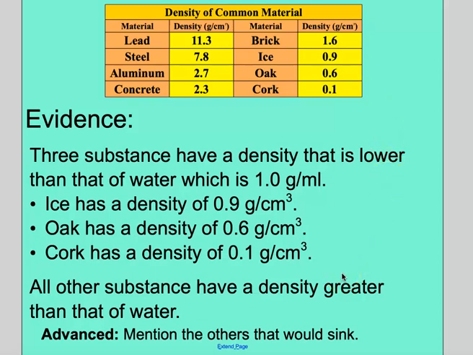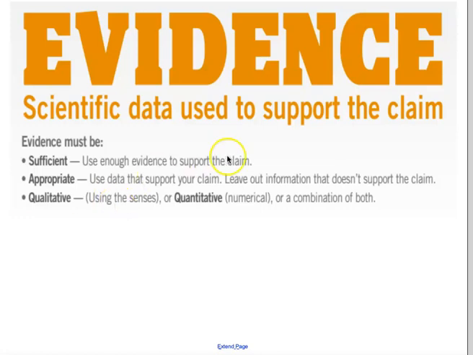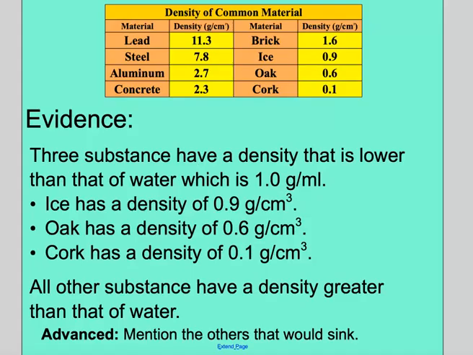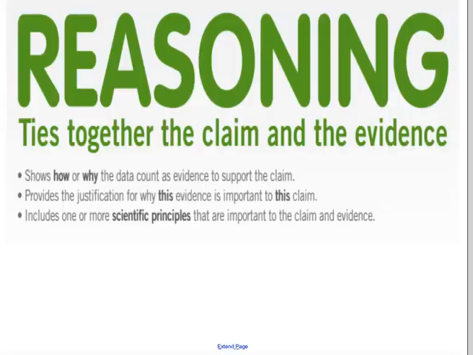Now, how do you get advanced? Again, you could mention the other ones. You could use more data, the ones that sink. But yet, if you go back to evidence, it says you don't have to have that. So if you do, that's probably what's going to push yours towards that advanced. And then the last thing is the hardest part, the reasoning. Now, when it comes to the reasoning, it shows how or why the data counts as evidence to support the claim.